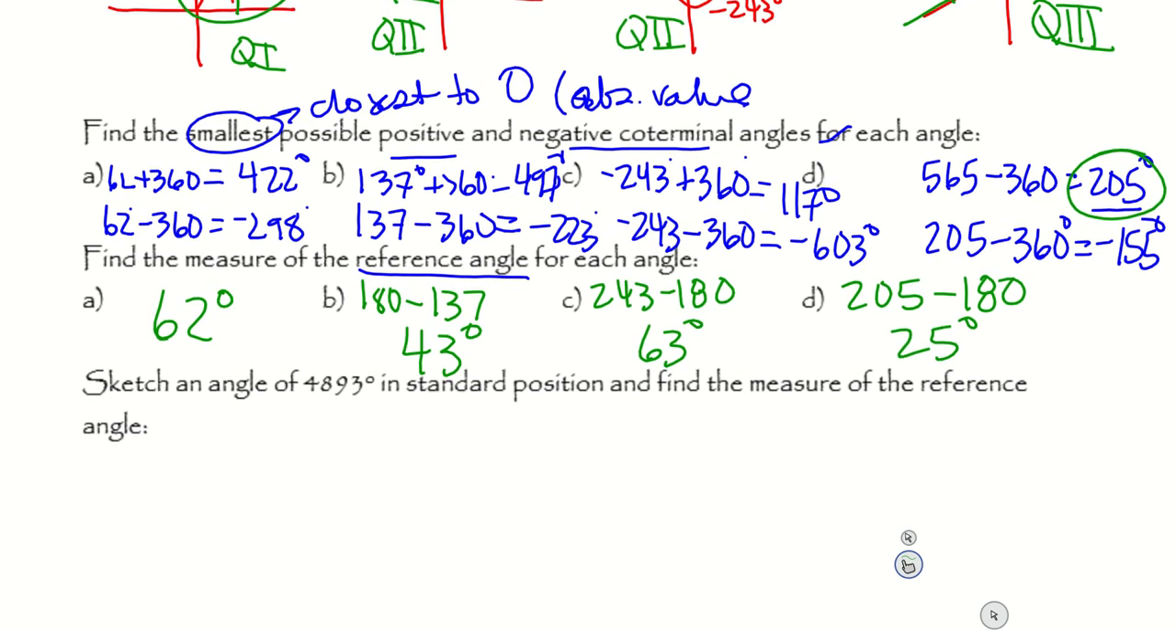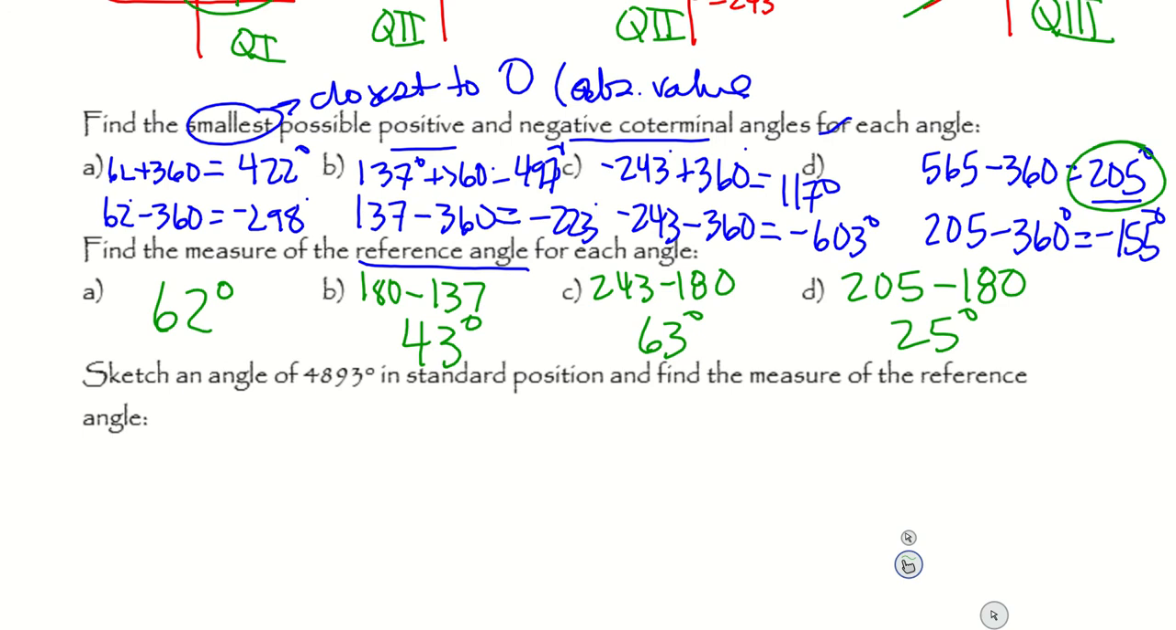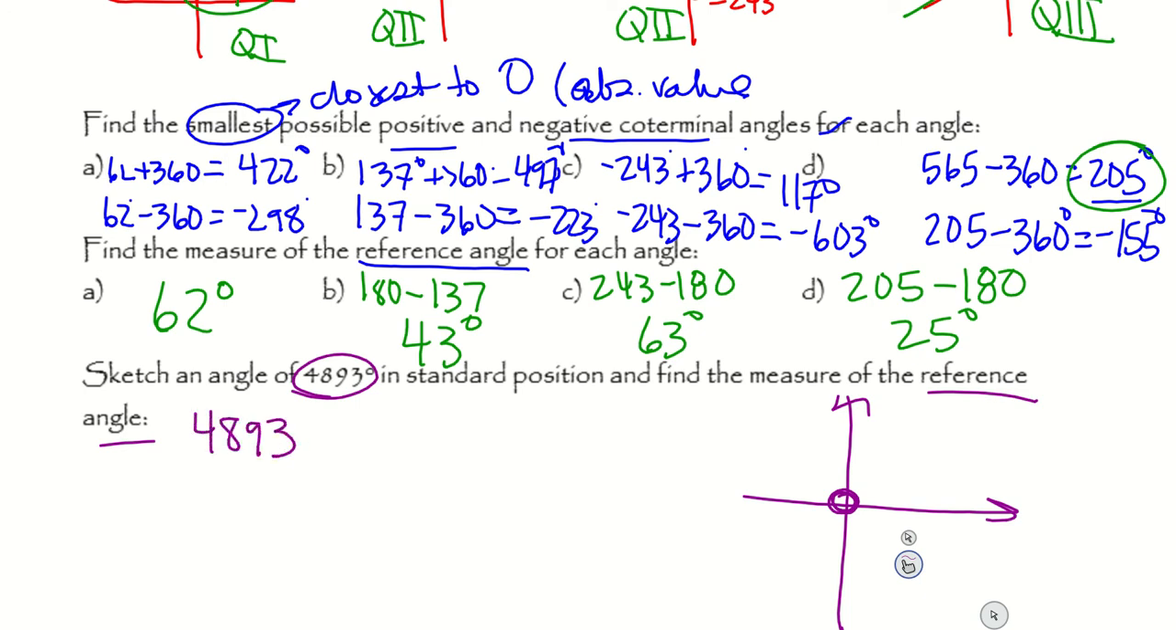The last thing we're going to look at is we want to sketch an angle that's big. We're going to sketch an angle that's 4,893 degrees in standard position, and we want to find the measure of the reference angle. I know I'm going to want to sketch this in standard position, and I know that if it's 4,893, it's going to go around lots of times, but I don't know exactly how many. Well, if I take my 4,893 and I divide that by 360, I get 13.592. This 13 tells me it goes around 13 complete circles and then an additional portion of a circle.